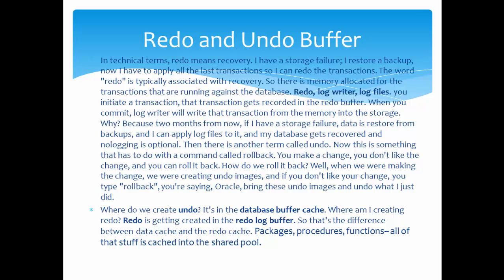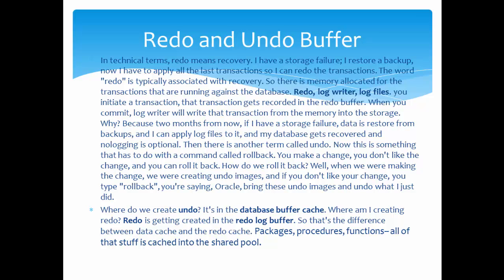Then there is another term called undo. Now this has to do with the command called rollback. You make a change, you don't like the change, and you can roll it back. How do we roll it back? Well, when we were making the change, we were creating undo images, and if you don't like your change, you type rollback. You're saying, Oracle, bring these undo images and undo what I just did. Where do we create undo? It's in the database buffer cache. Where am I creating the redo? Redo is getting created in the redo log buffer. So that's the difference between data cache and redo cache.